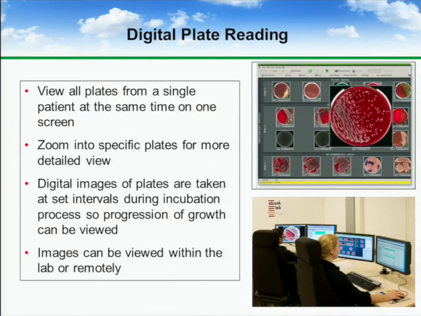And then you can do digital plate reading. And I think this is the real strength of automation, because what it allows you to do is look at all of the plates from a patient at one time and be able to compare those and say, what is the growth, what did the specimen look like last week that we received on that patient? Is it the same organism that's on this plate?